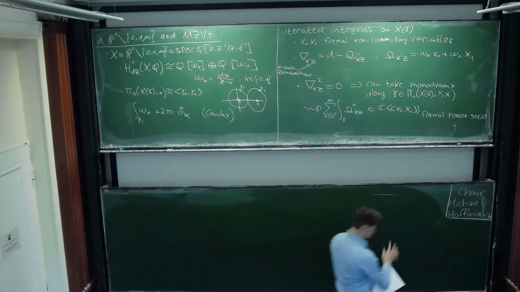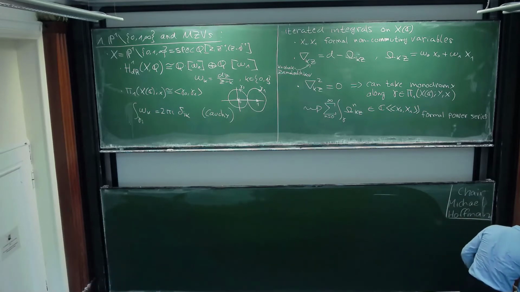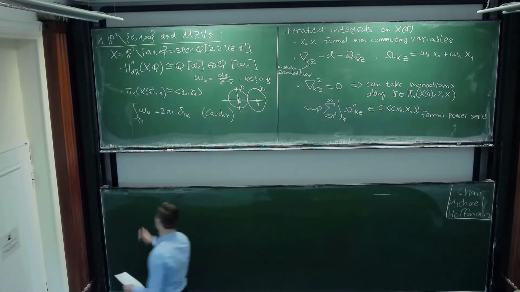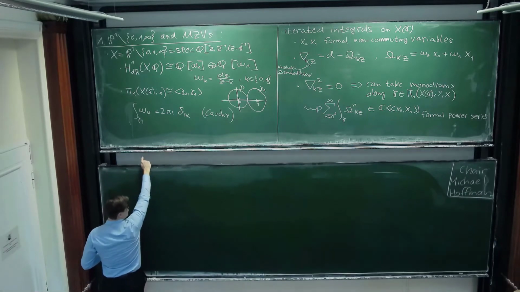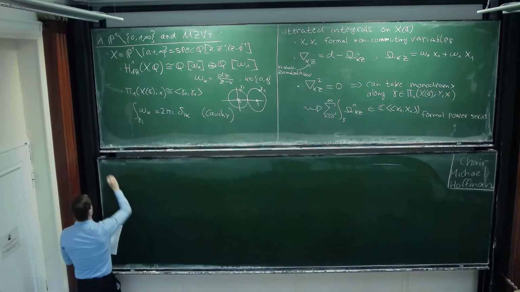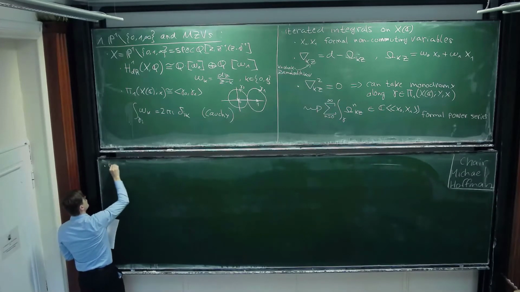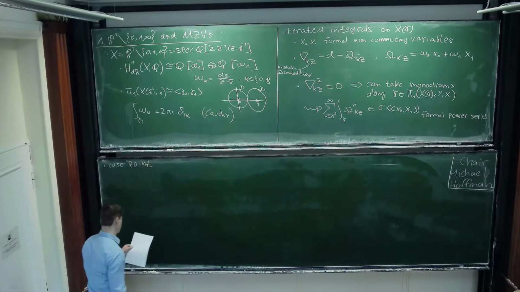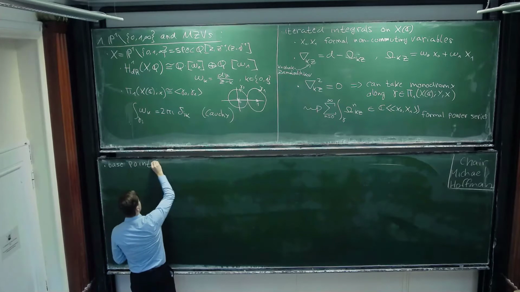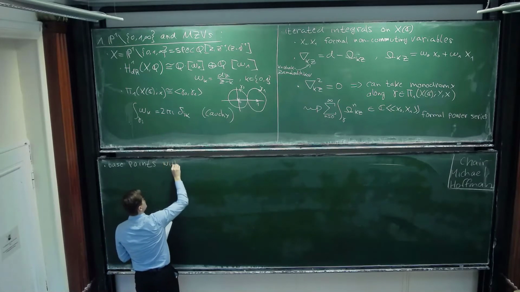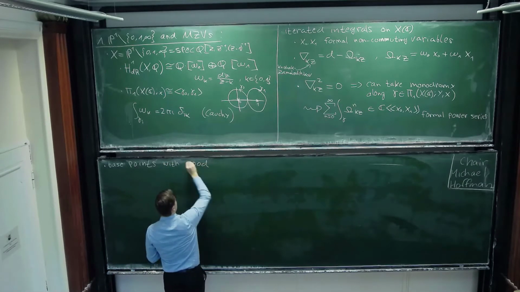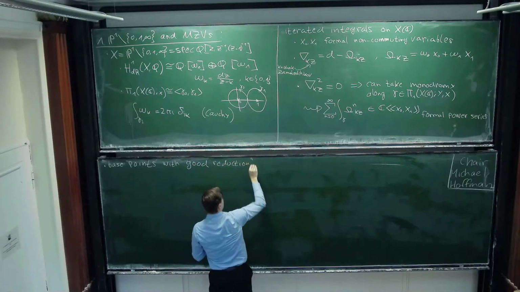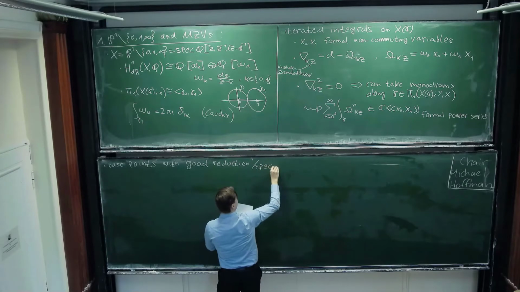So I just erased it, but remember that in the iterated integral story, the base point is somehow important, and you really get different answers depending on what base point you're taking. And here, I want to take base points, and they should have somehow good reduction over the integers.